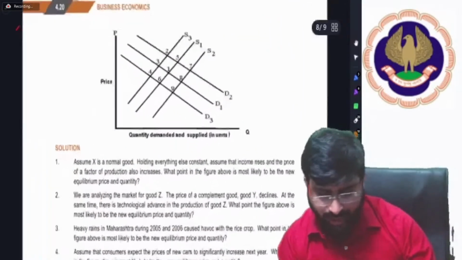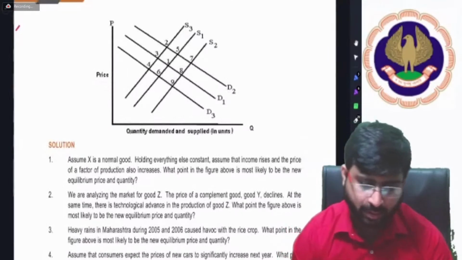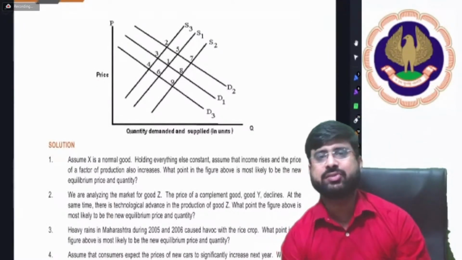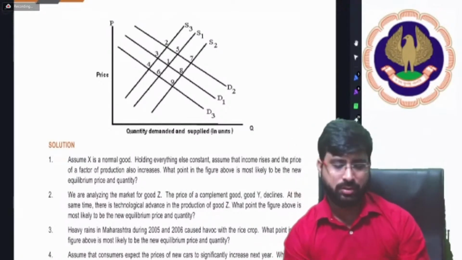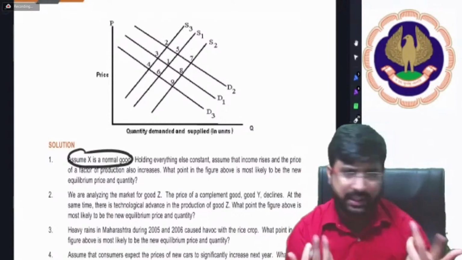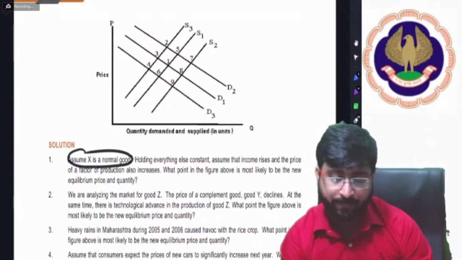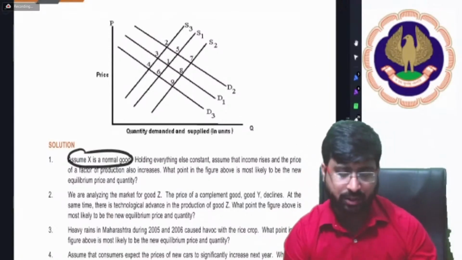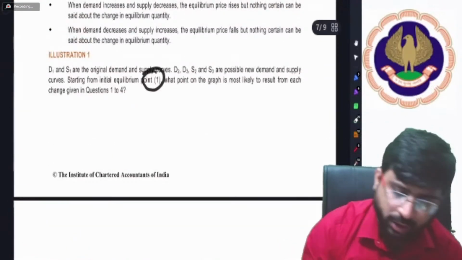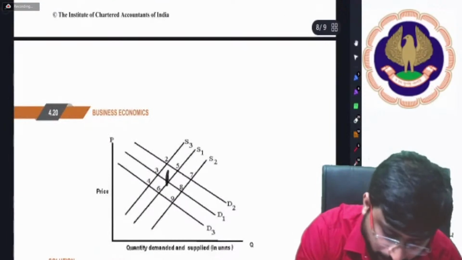So here is a diagram given to us, of a commodity. Can you see it, friends? Yes, definitely, sir. Assume X is a normal good, holding everything else constant. Starting from initial equilibrium 1, so we are at 1 now.